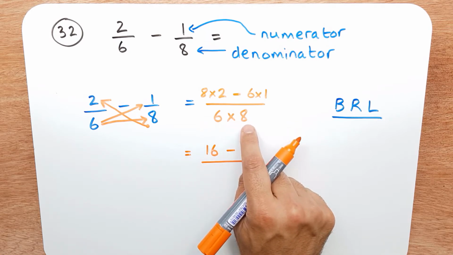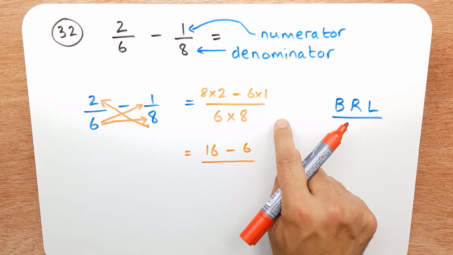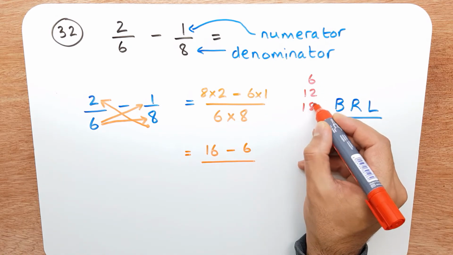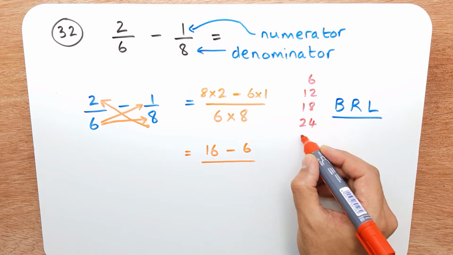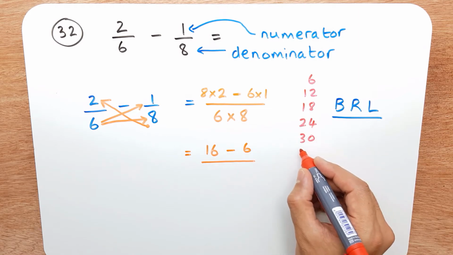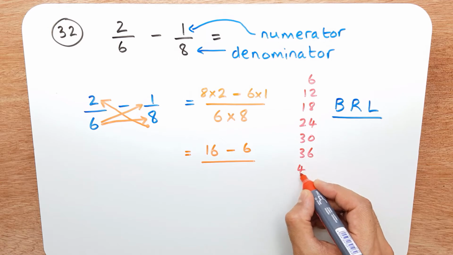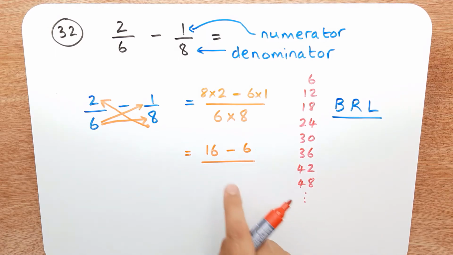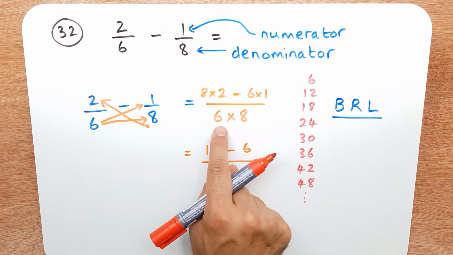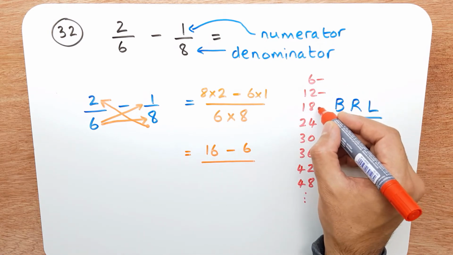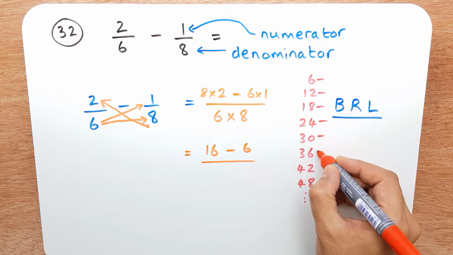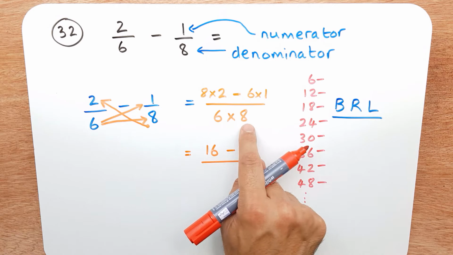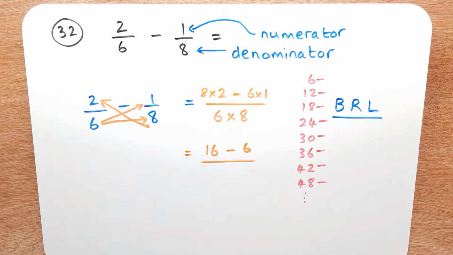And then we have to do 6 times 8. So this is where you need to know your times tables. Let's do our 6 times tables here: 6, 12, 18, 24, 30, 36, 42, 48, and so on. We want 8 lots of 6. So we want 1, 2, 3, 4, 5, 6, 7, 8. So 6 times 8 is 48.